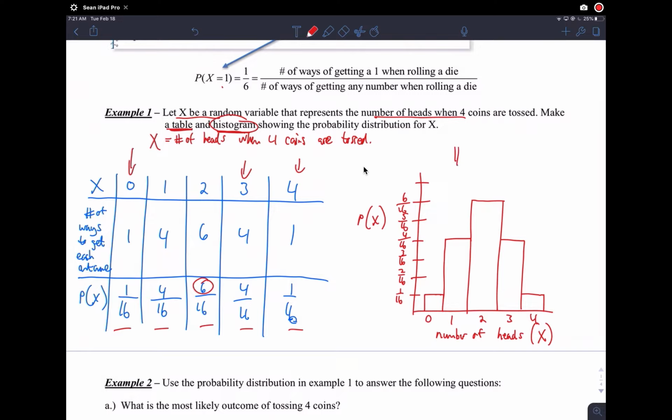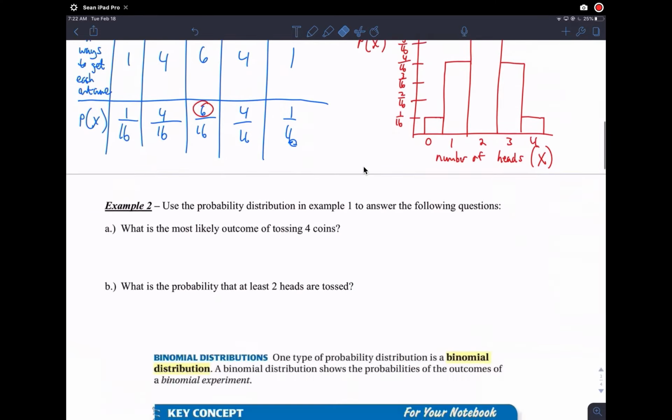So this thing is called a histogram. It's not a bar graph. Okay, it shows frequency, and the bars must touch. It's a very different kind of display from a bar graph. All right. So there's the histogram, and this is the table showing the probability distribution for that process. Okay. I hope that was clear for you guys.